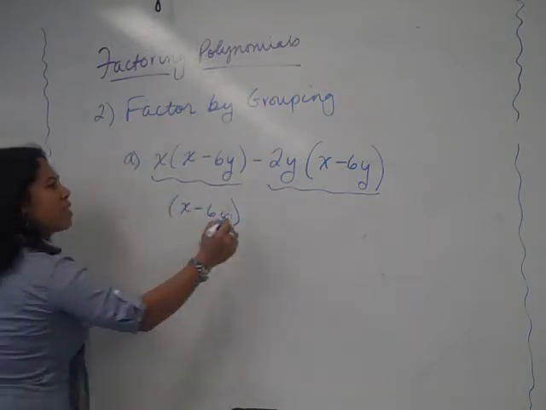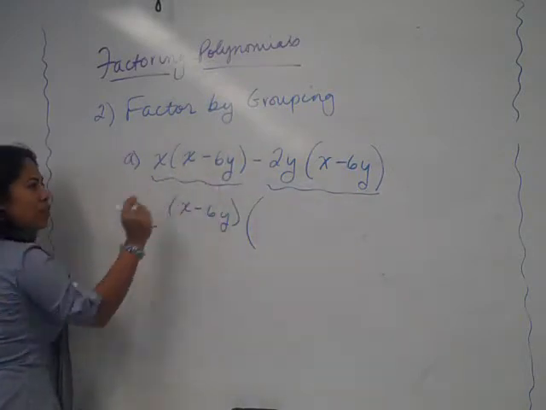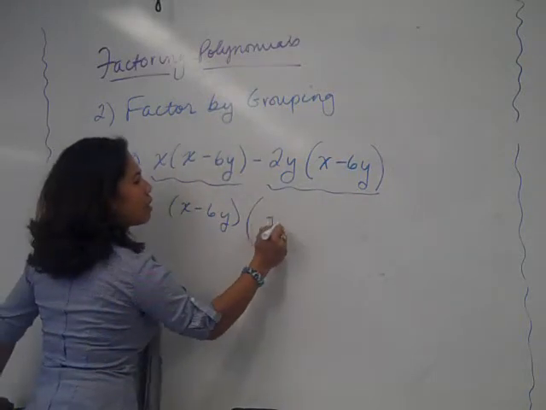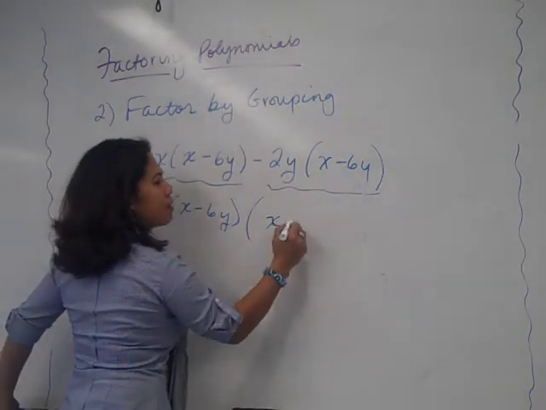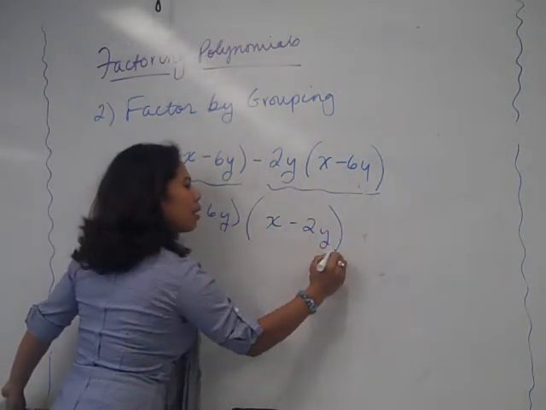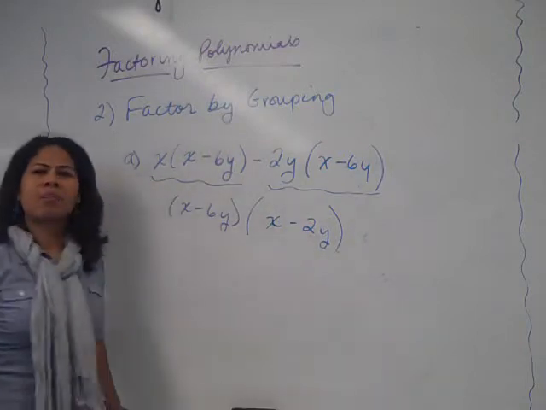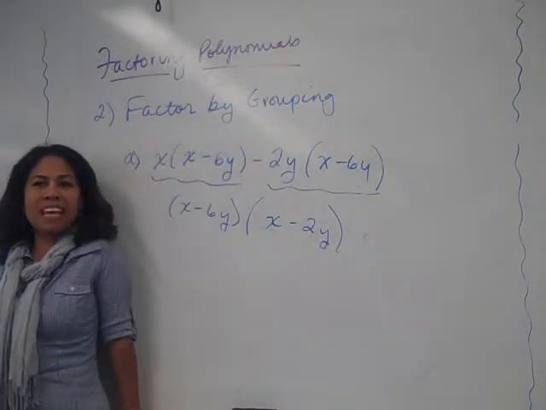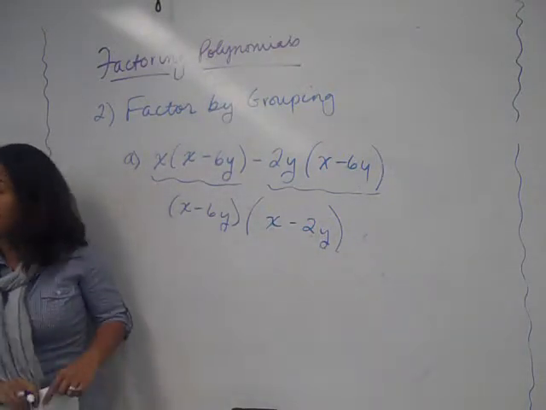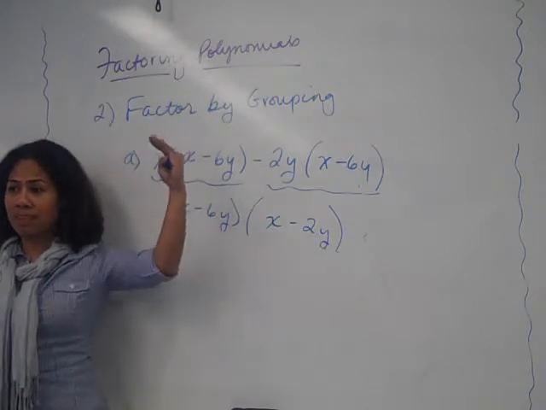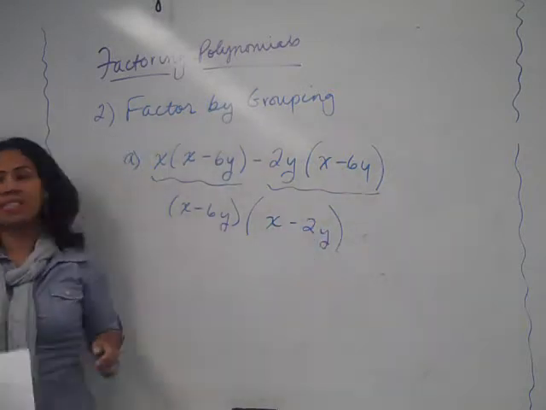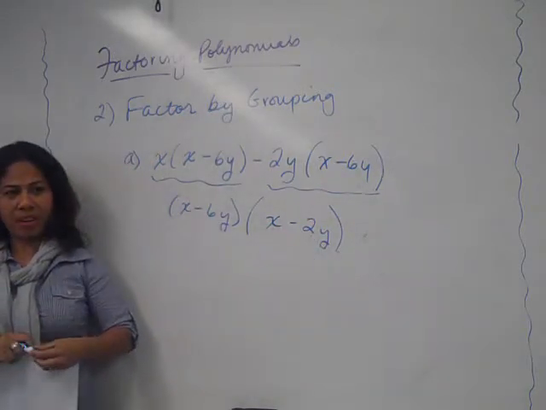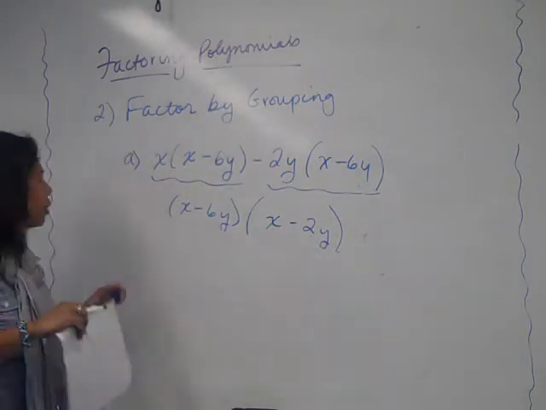If I factor x minus 6y out of the first term, what do you have left? X. If I factor x minus 6y out of the second term, what do I have left? 2y. Am I done? Yes. Why am I done? Yes, at the end, your end product is a multiply of something. It's a product of this times the product of that, right? So now this is done. Are you okay? Yeah. Let's do one more for the day.